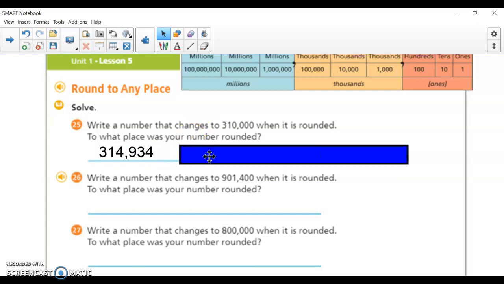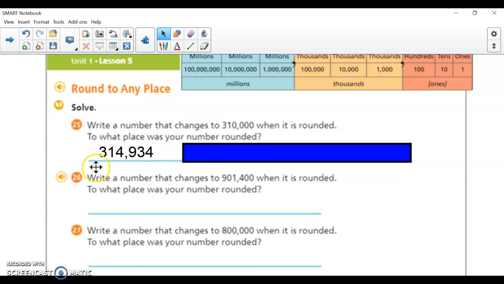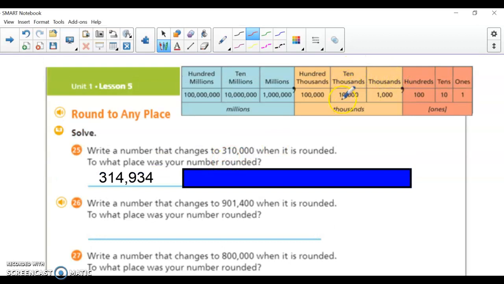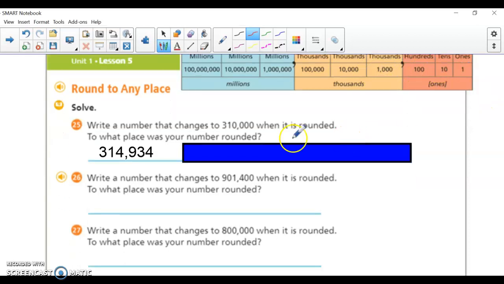And so watch what I did. So I came up with the number 314,934. And so when I look at this, I need to figure out, the trick is to look at the zeros. Well, everything after my 10,000s place turned to 0. Well, and so I'm going to use my 10,000s place here, right? So everything after this is now 0. So I have a 0 in the thousands, hundreds, tens, and ones.